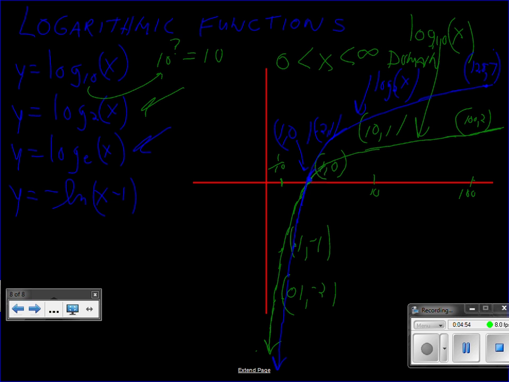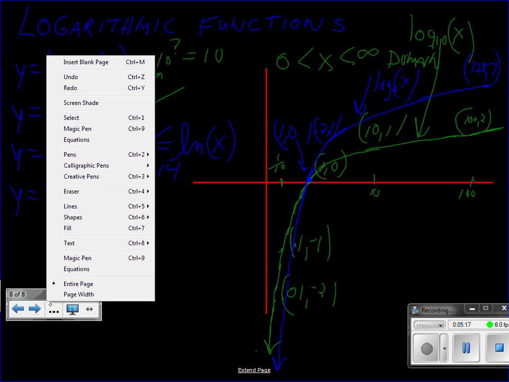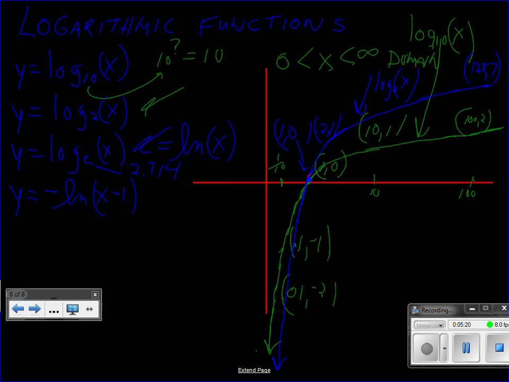Now what about log base e? We have that special number, Euler's number, 2.714, and we have a special notation for that. We call that the natural log of x. E is somewhere between 2 and 10, so it's going to be in between here. We'll change the color, make it red, and draw it like that, and bring it down like this. This function here is then the natural log of x.